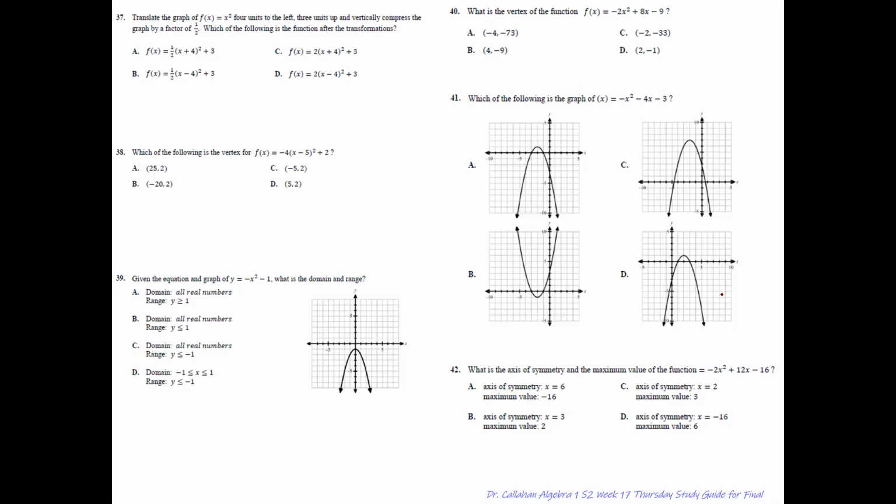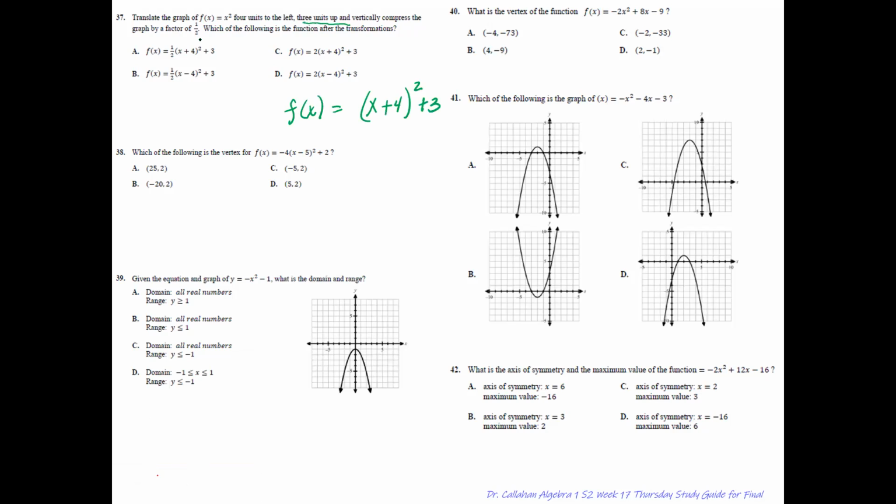Number 37, I totally lied. And then we have one more because it's the same unit. So it doesn't make any sense to stop right there in the middle. Translate the graph f of x equals x squared 4 units to the left. So 4 to the left means x plus 4, like that. And 3 up, so plus 3.